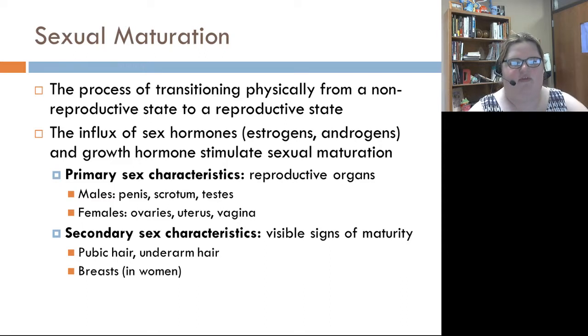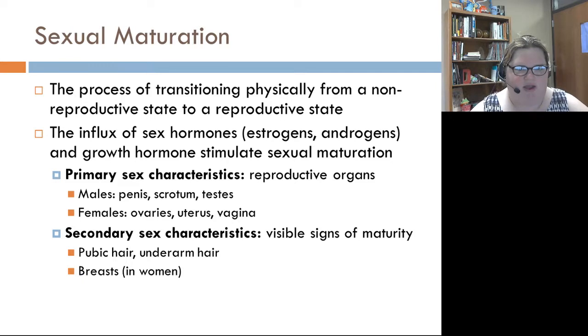So these are the things that physically define your biological sex. They don't define your entire biological sex, just the physical aspect of it. So if you're biologically male, that's penis, scrotum, testes. If you're female, that's your ovaries, your uterus, and your vagina. They also stimulate the growth of secondary sex characteristics, and these are visible signs of maturity only.